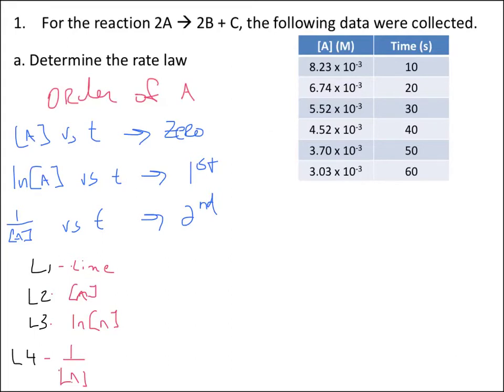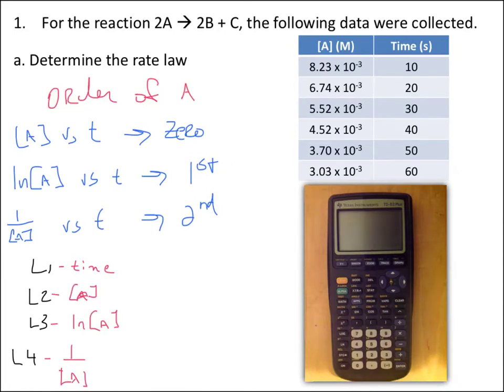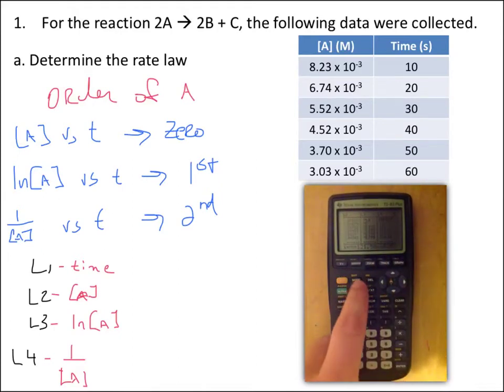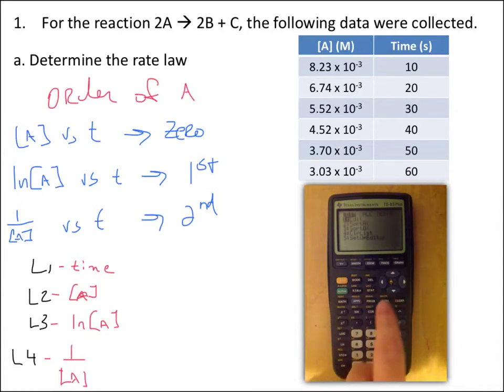So here we go. The very first thing I've got to do, guys, is turn the calculator on and clear all my lists. If I look at my list editor, you see I've got numbers in L1, L2, L3, so I've got to clear all those out. I'm going to go to Stat, and then option number 4, which is Clear List.